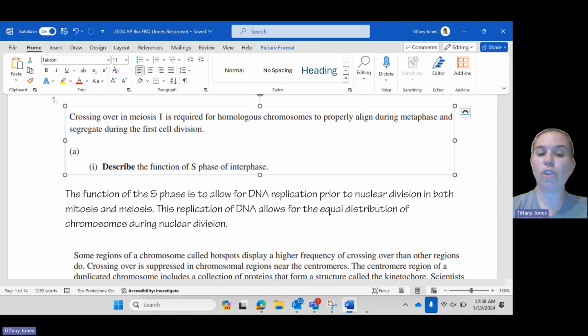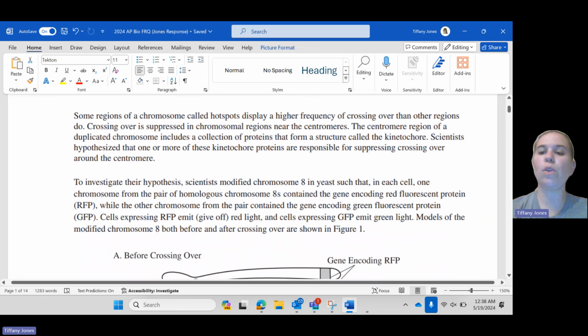So A asks us to describe the function of the S phase. S phase is during interphase, right after G1, and that's when our DNA is going to replicate. So we make a copy of that DNA strand, so we'll be able to have equal distribution of chromosomes during nuclear division. It then goes through this whole big long explanation about hotspots, and it talks about a higher frequency of crossing over in those regions.